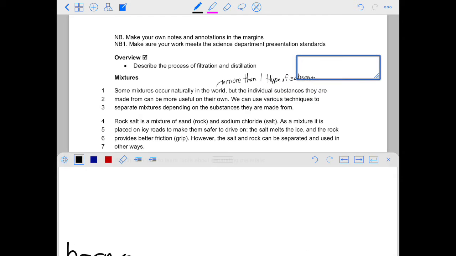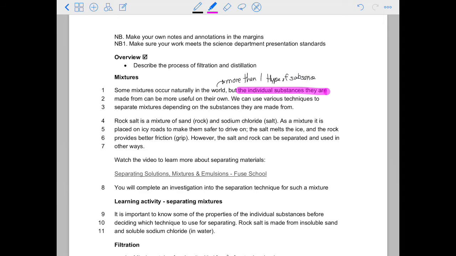But sometimes the individual substances they are made from are more useful on their own. So if you have a mixture of salt and sand, for example, sometimes you don't need the sand, you just need the salt. And so we need to separate those to use those bits. So we can use various techniques or various methods to separate these mixtures depending on the substances they're made from.